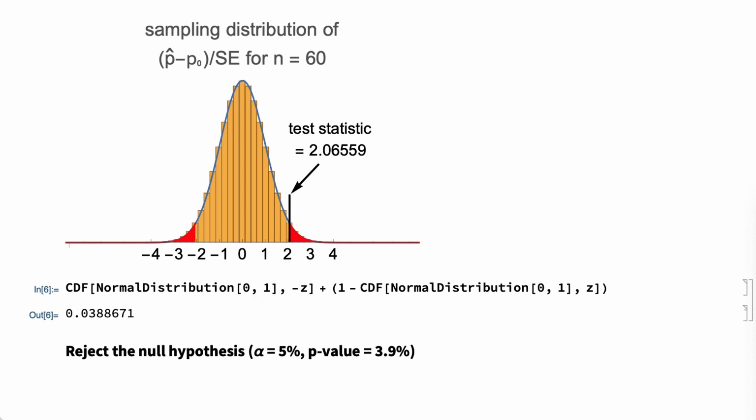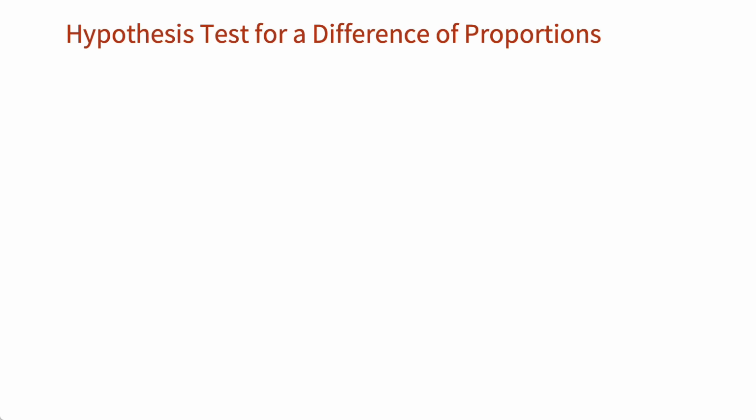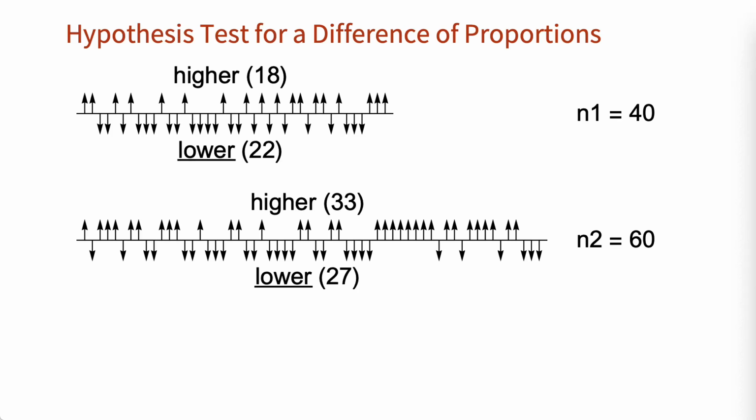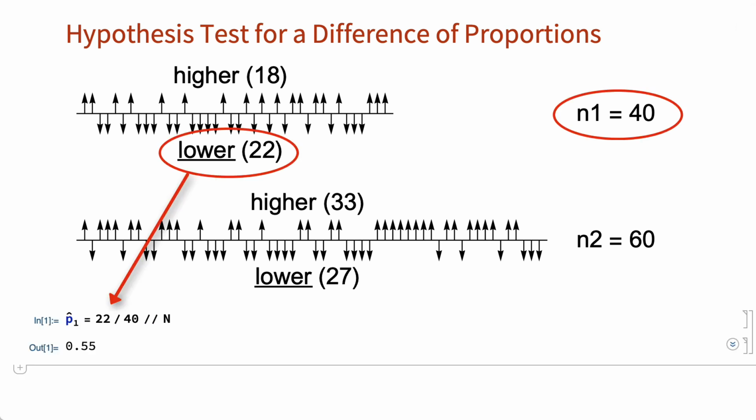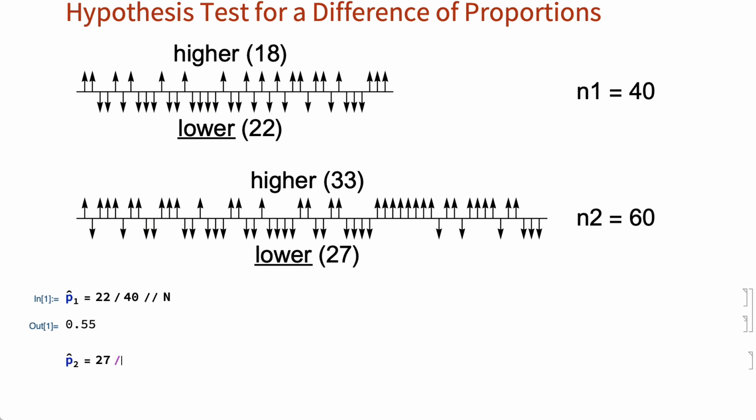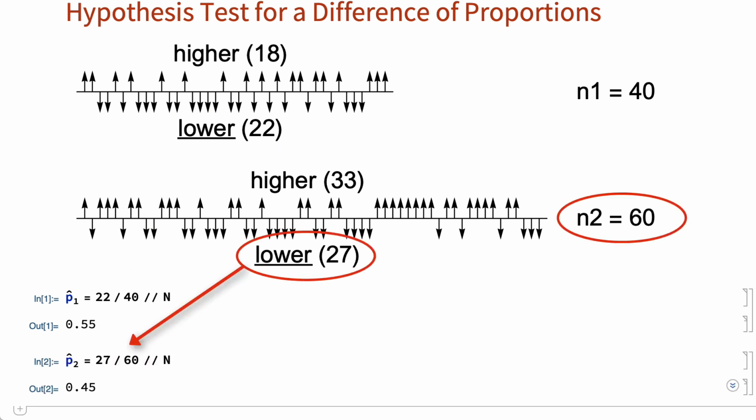A similar test can be done for the difference of proportions between two separate populations. For example, consider comparing the effectiveness of two treatments for high blood pressure by giving the treatments to two different groups of individuals and observing the success rates in each group, with success defined as lowered blood pressure. In this example, the success rate is 22 out of 40 for the 40 individuals who received the first treatment and 27 out of 60 for the 60 individuals who received the second treatment.